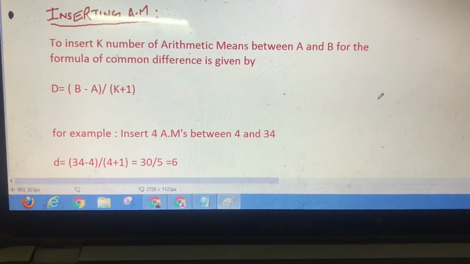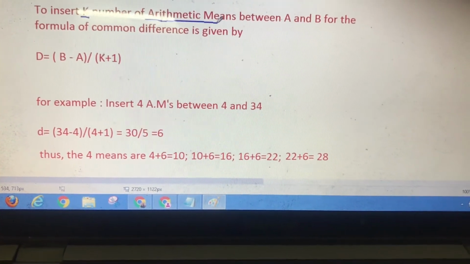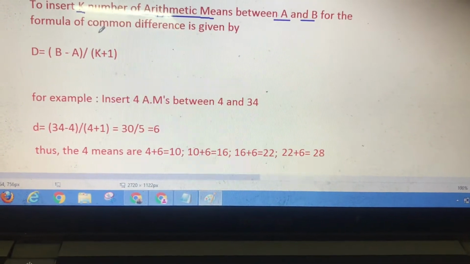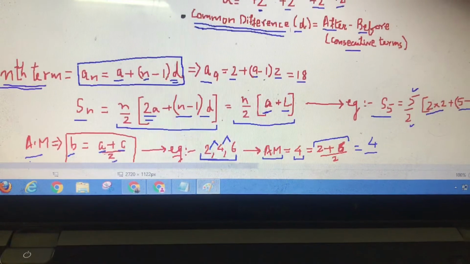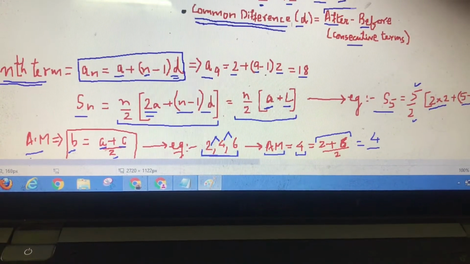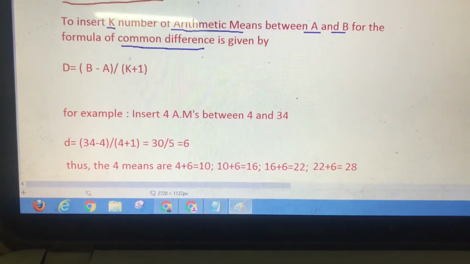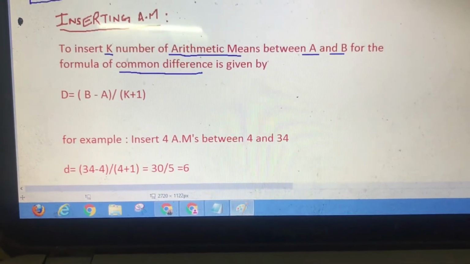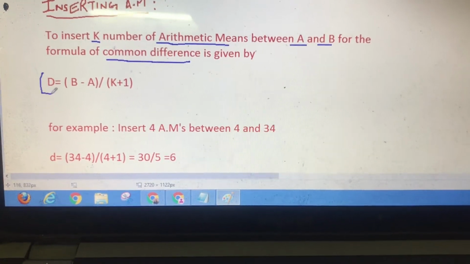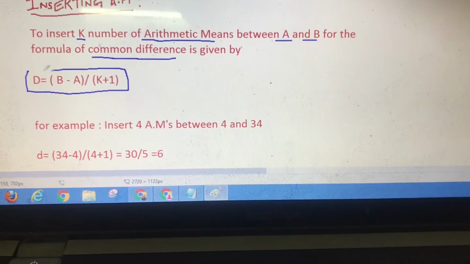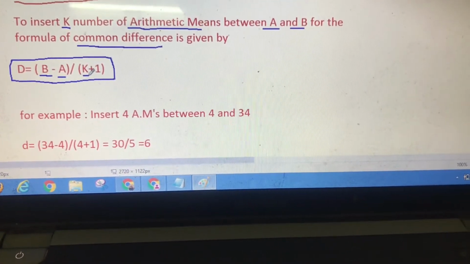Now inserting the arithmetic means, very simple. To insert k number of arithmetic means between the two terms given, a and b, we have the formula for common difference. Otherwise, usually the common difference, I have told you already, is always equal to the after term minus the before term in the arithmetic progression. But in this case, when we are inserting k arithmetic means between the first term and last term, the formula for common difference will be d is equal to b minus a, where b is the last term and a is the first term, divided by k plus 1. What is k? k is the number of arithmetic means.